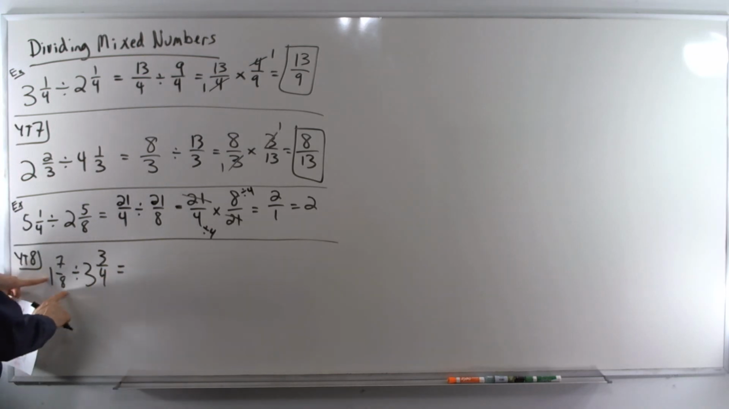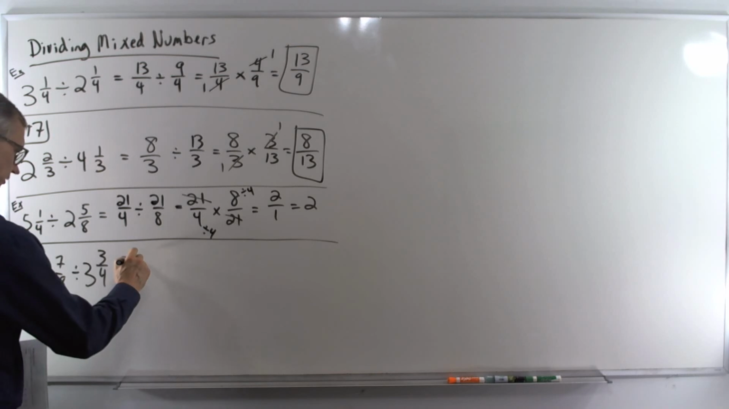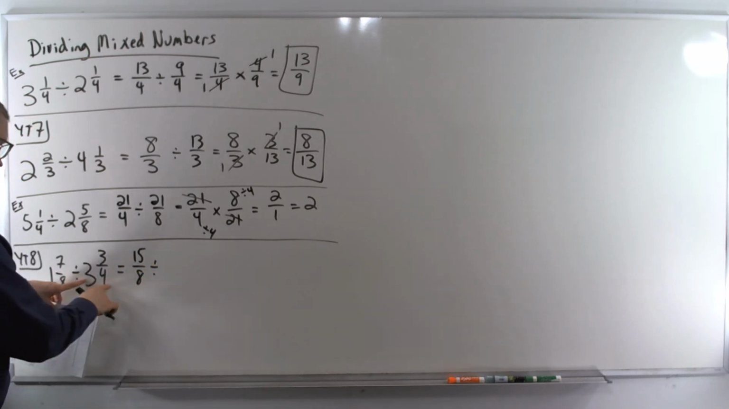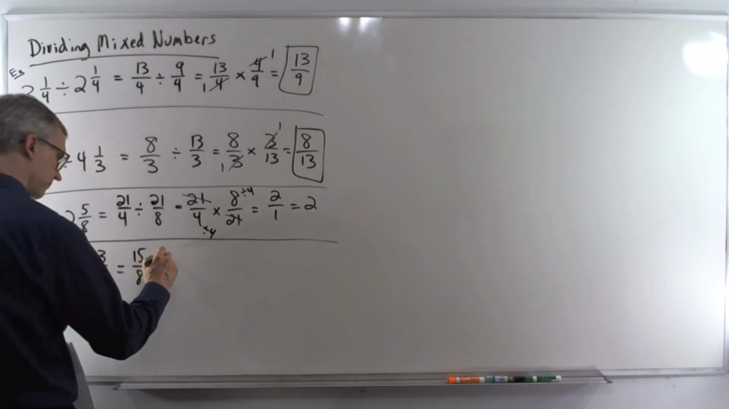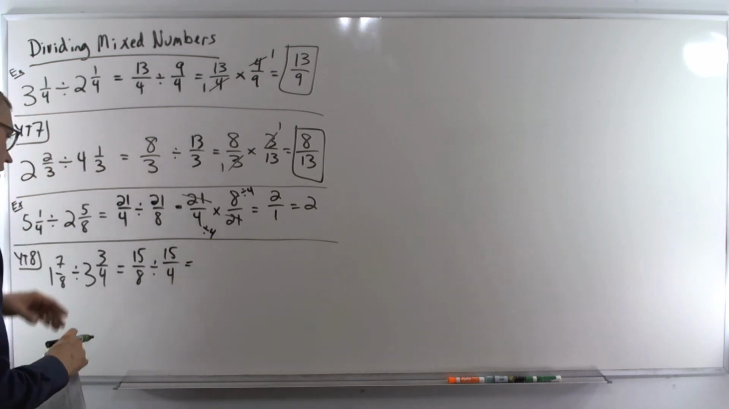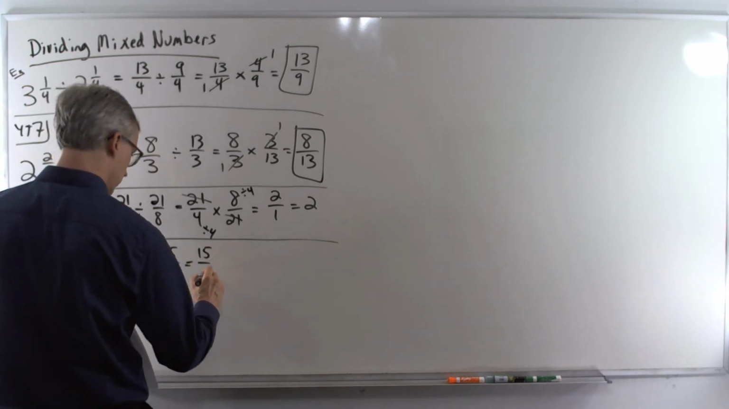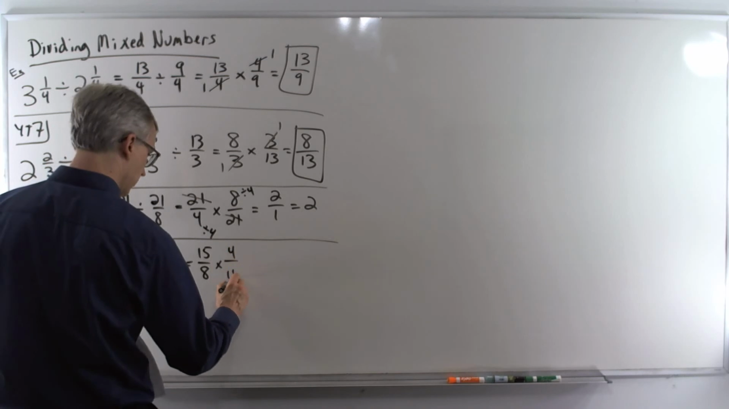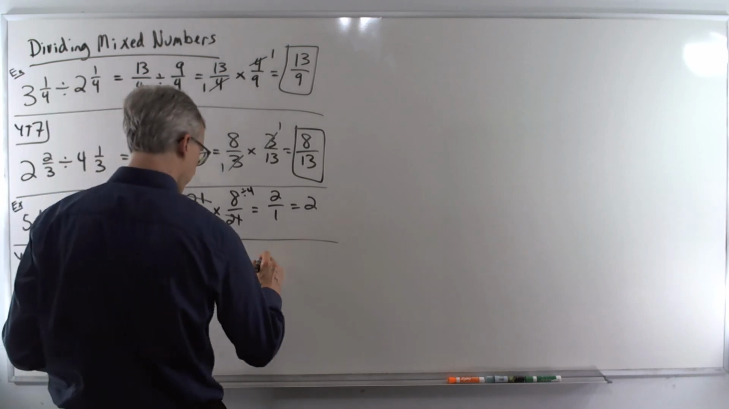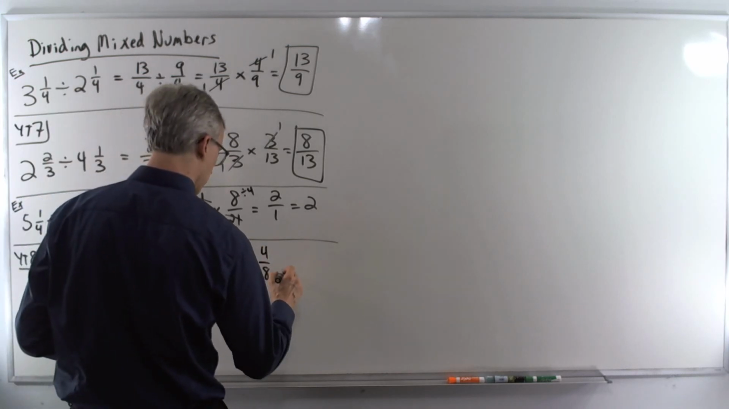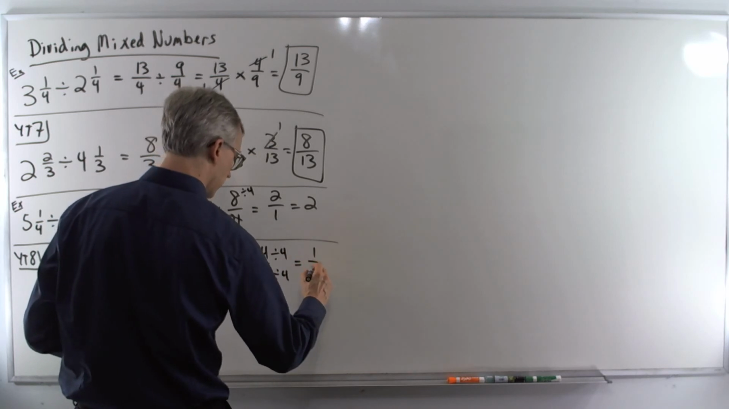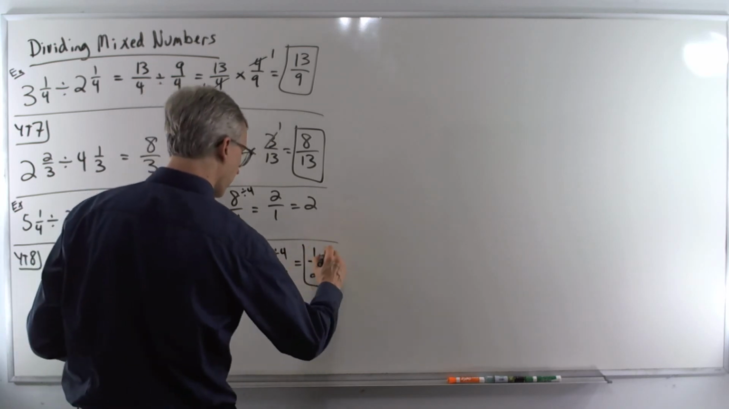First fraction, 1 times 8 is 8. Add on the 7, we get 15. 15 eighths. Divided by 3 times 4 is 12, plus 3 is 15. So that is 15 fourths. Convert to multiplication. Right, now the 15s are going to cancel. So that gives us 4 over 8. Divide the top and bottom by 4, and we get 1/2.